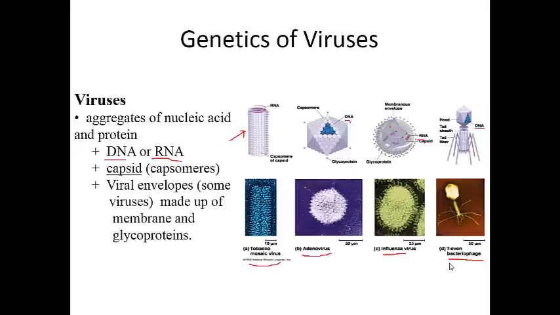Some viruses also have another structure. It's called the viral envelope. Here you can see what a viral envelope looks like. It's made up of glycoproteins and membrane. The viral envelope is made up of a piece of membrane from the host cell. That way the virus can enter the host cell through endocytosis, and it could leave the host cell through exocytosis.